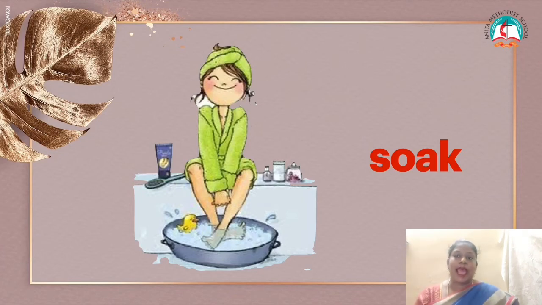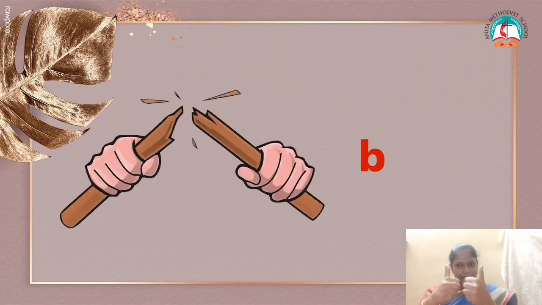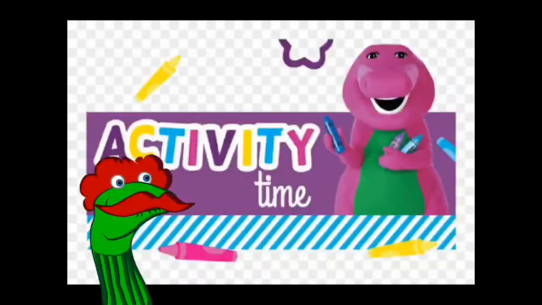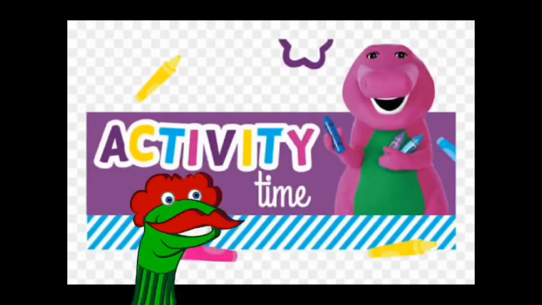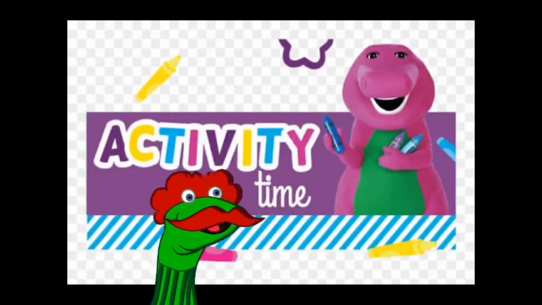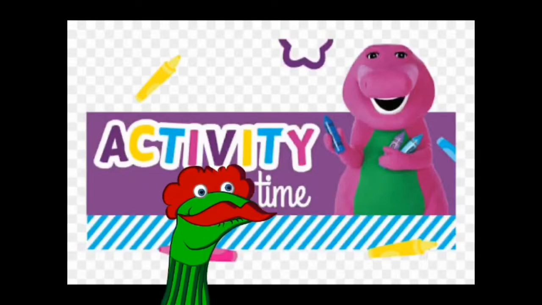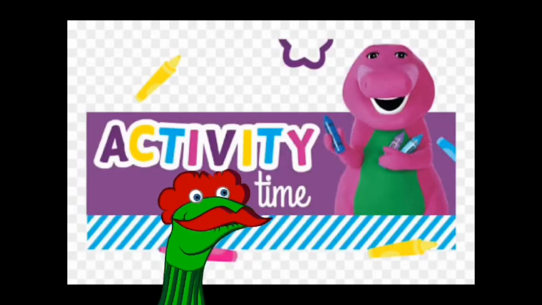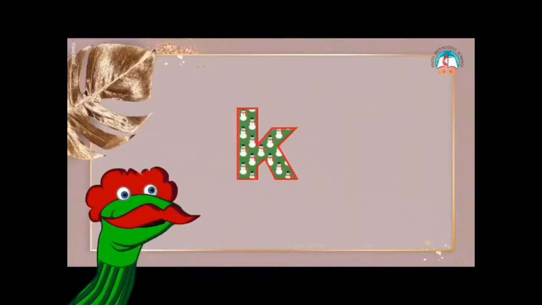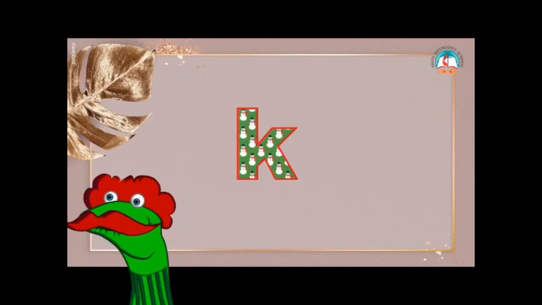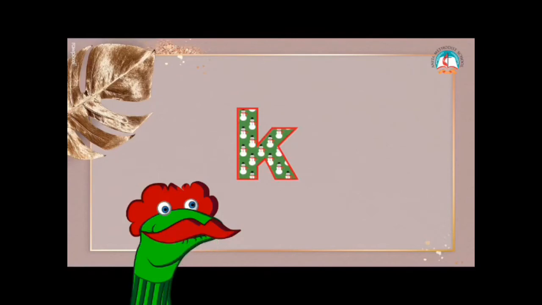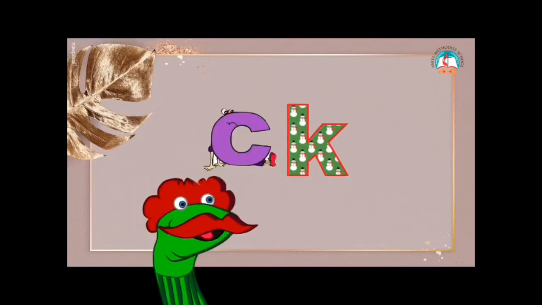Now, let's do an activity. Friends, shall we do a small activity? Before doing the activity, let's get ready with our reading notebook, pencil and an eraser. The activity is that you have to fill in the missing ending letters with either K or CK. Shall we start doing the activity?